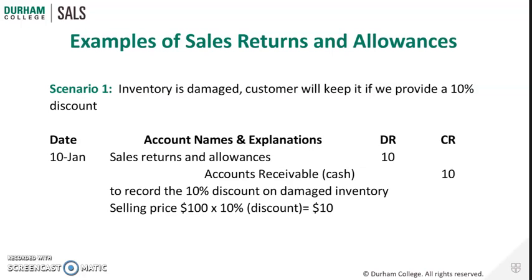In the first scenario, the inventory is damaged, but the customer will keep it if we give them a 10% discount. So we take the $100 selling price, we multiply it by 10%, and we get $10. We're going to give them a discount of $10. Now, remember, it's not going to go into the sales discount account. It's going to go into the sales returns and allowances account. I'm going to debit that account for $10, and I'm going to credit their accounts receivable, or give them cash if they paid cash, by $10.